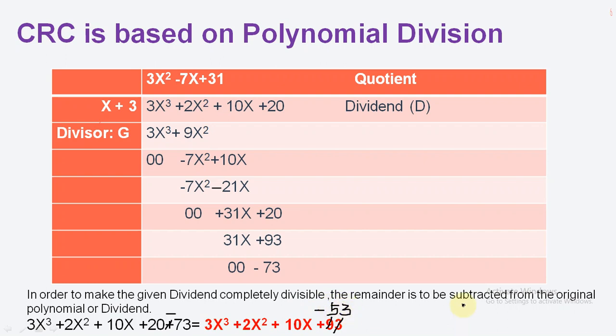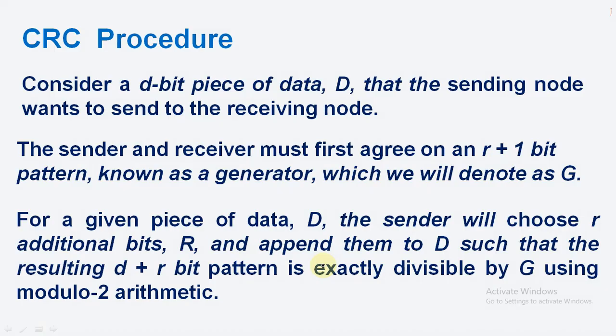Okay, this is what remains. Now if this is sent to the receiver, and if it is once again divided by x plus 3, then what we get is 0 remainder. This is the analogy of CRC. Now we will see how exactly the CRC procedure is implemented directly on bit strings, and we will take that into consideration.